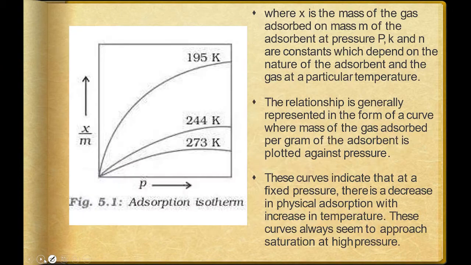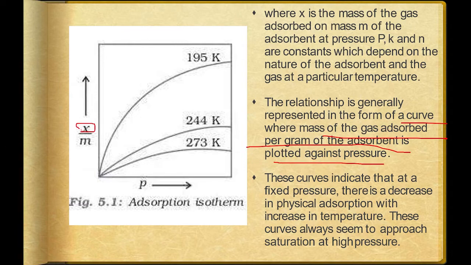Okay, so let's see. x is the mass of gas adsorbed on the mass of adsorbent at pressure p. And n and k are constants which depend on the nature of the adsorbent and the gas at a particular temperature. So x is the mass of the gas. Now the relationship is generally represented in the form of a curve, which we studied just earlier, where the mass of gas adsorbed per gram of adsorbent is plotted against pressure.